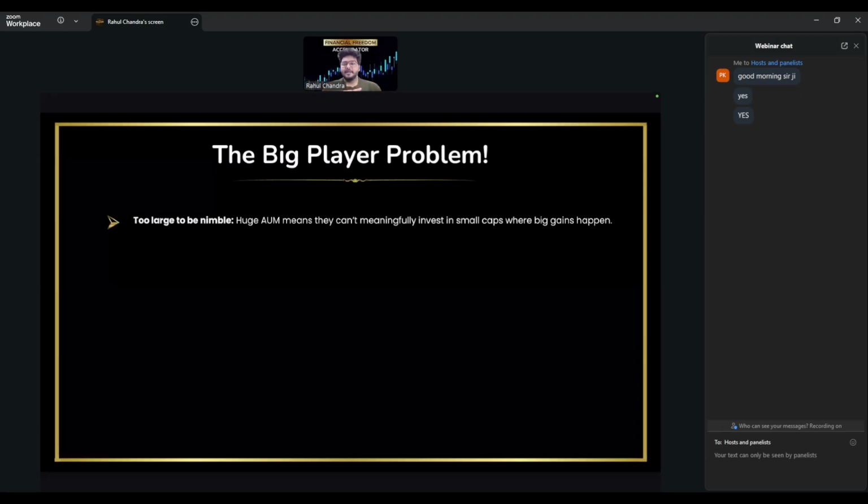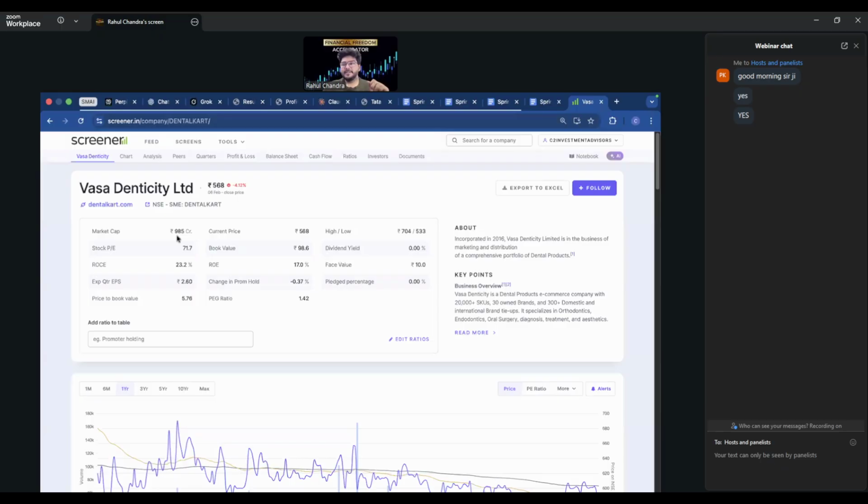Now, tell me something. Can they meaningfully invest in small caps? No, because they are very, very large. I'll tell you what happens. For example, you look at Vasa Denticity. If these mutual funds, sitting at 10,000 crore capital, will be investing across a lot of funds, and they have to put in money in this. Even if they put 1% of their capital in this, how much is 1% of 1,000 crores? 10 crores. That itself is going to drive the price like crazy.